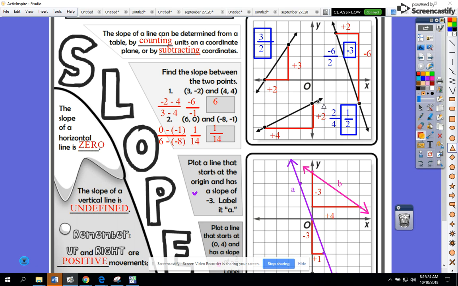Down here, again, find your 2 points, make your slope triangle. I see that here we have a +4 change, and here we have a +2 vertical change. So I'm going to put +2 over +4, and then that's going to reduce to 1/2.